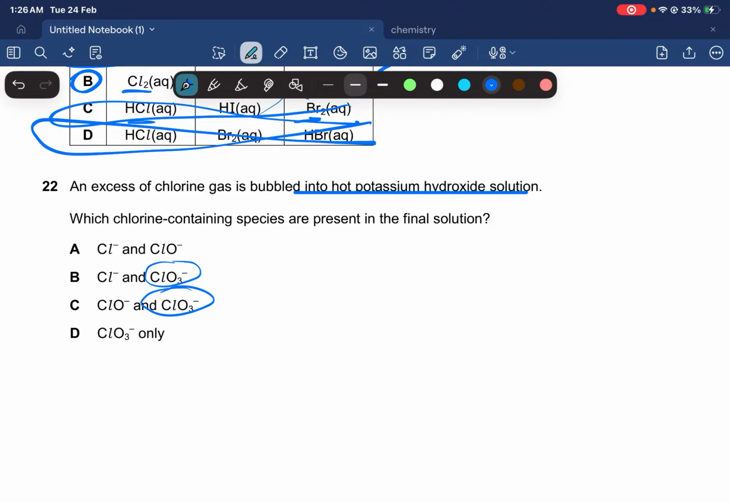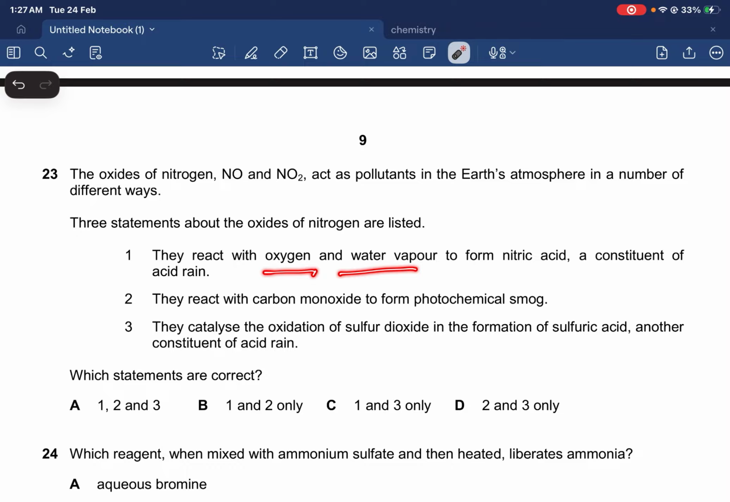The oxides of nitrogen, NO and NO2, act as pollutants in the Earth's atmosphere in a number of different ways. 3 statements about the oxides of nitrogen are listed. They react with oxygen and water vapor to form nitric acid, a constituent of acid rain. Yeah, that's correct. They do form acid rain. Next, they react with unburnt hydrocarbons. They catalyze the oxidation of sulfur dioxide to sulfur trioxide, and then that sulfur trioxide forms sulfuric acid. So 1 and 3 are correct.